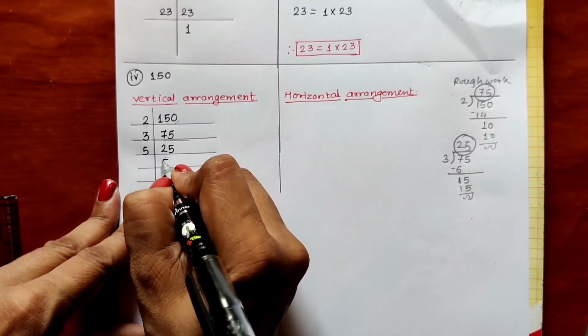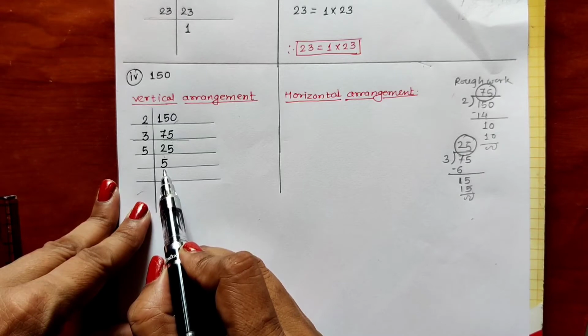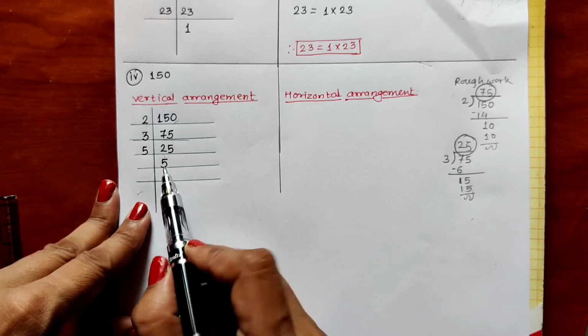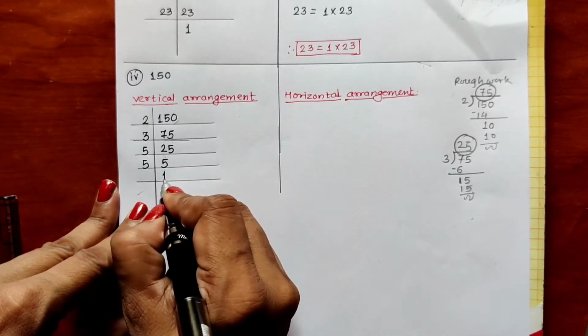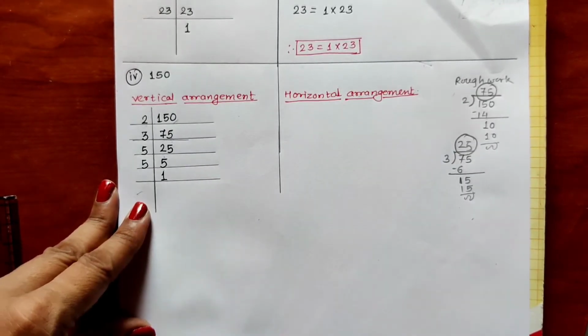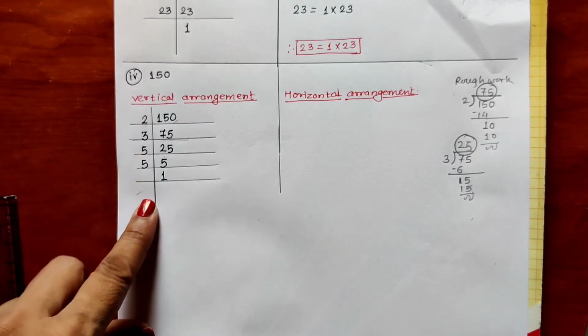5 5s are 25. Then this 5 is a prime number. It is not divisible by any other number than 5. So 5 is divisible by 5. 5 1s are 5. So in this way we have got all prime factors here. We cannot solve after this.